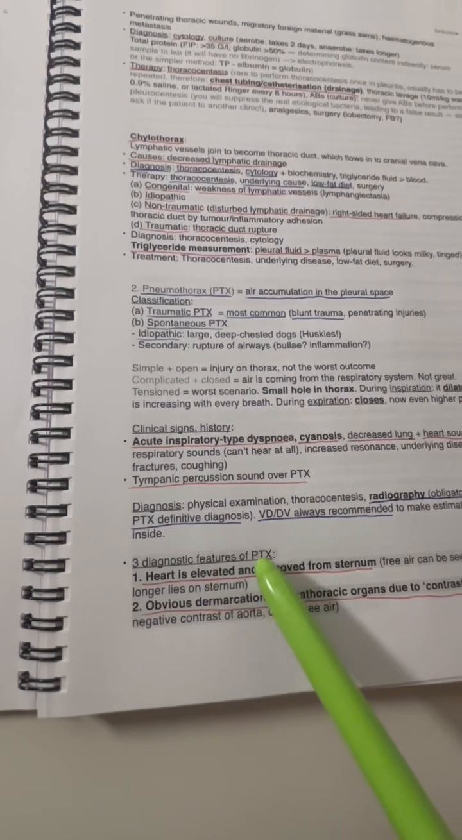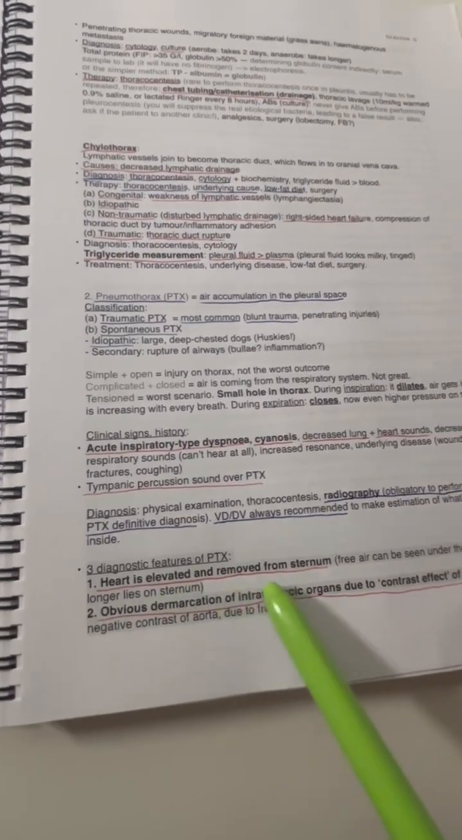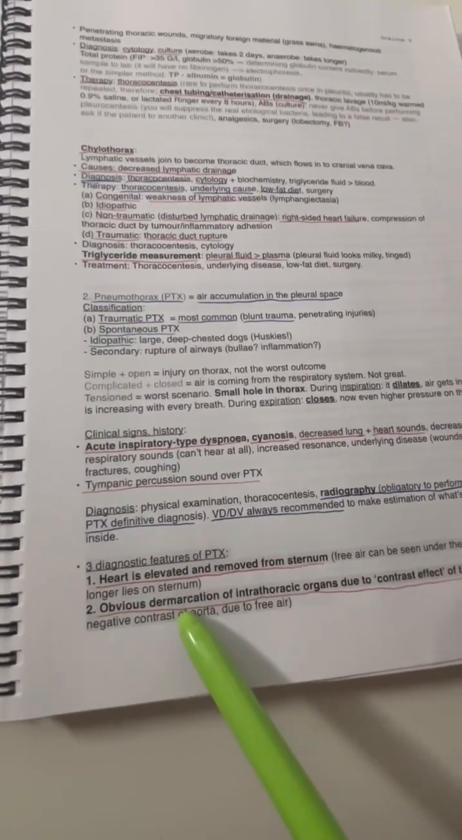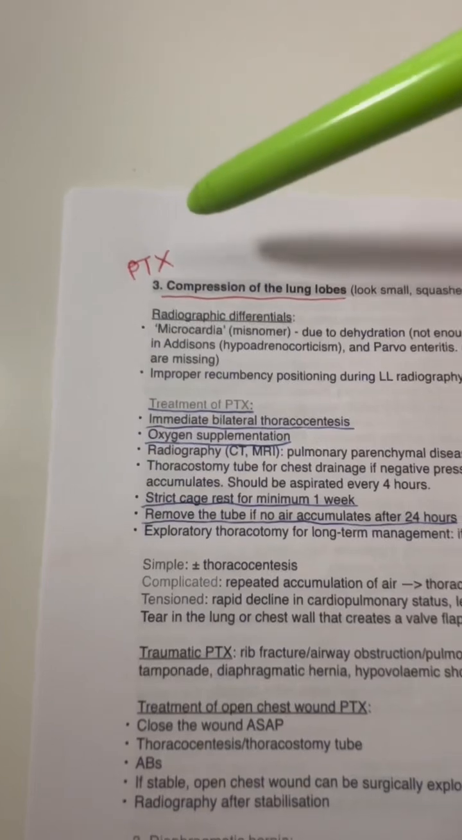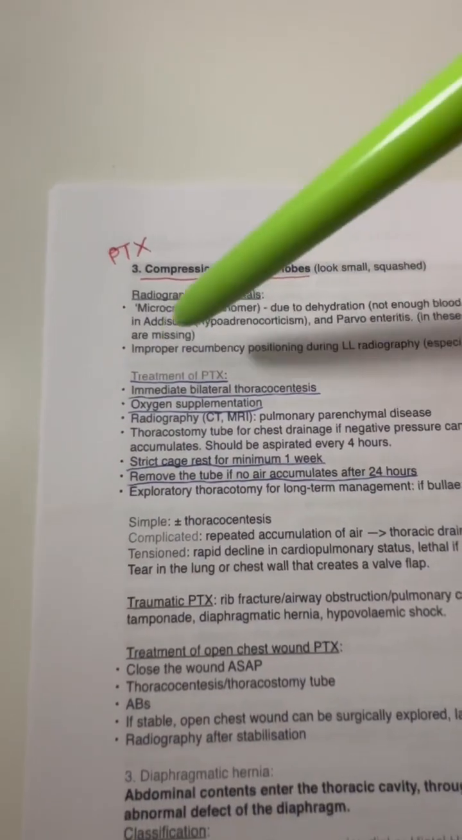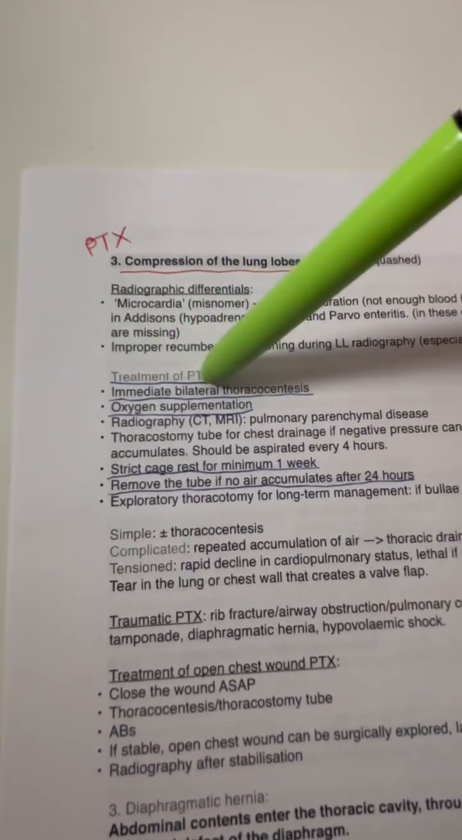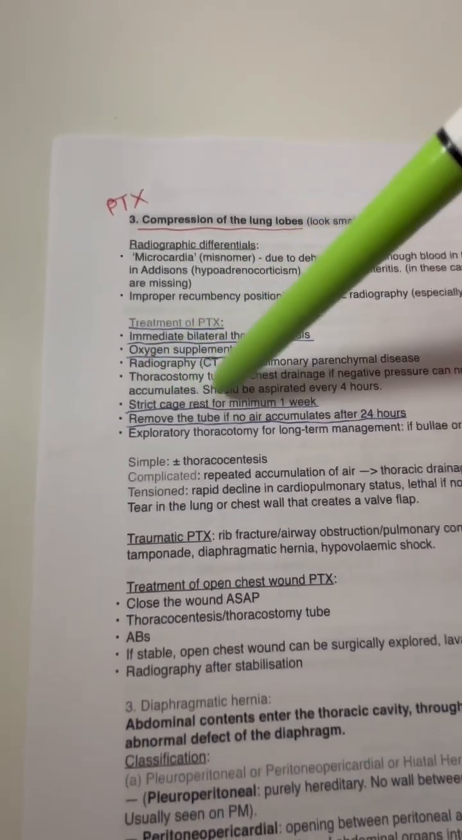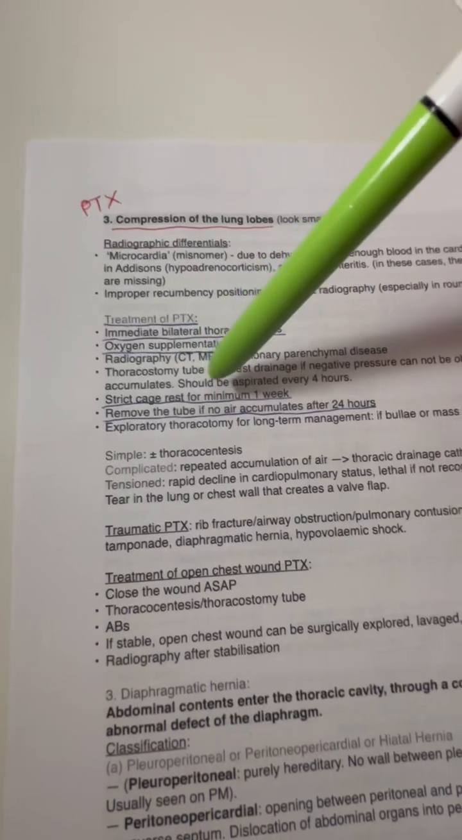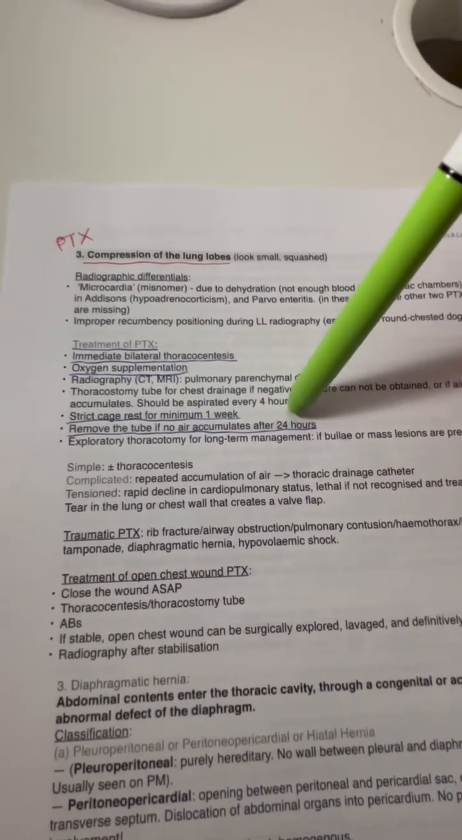The three diagnostic features are: the heart is elevated and removed from the sternum, and there's an obvious demarcation of the intrathoracic organs due to the contrast effect of free air. And the third diagnostic feature is there's compression of the lung lobes. The treatment of pneumothorax is immediate bilateral thoracocentesis, oxygen supplementation, and strict cage rest for 1 week minimum, and remove the tube if there's no air accumulating after 24 hours.